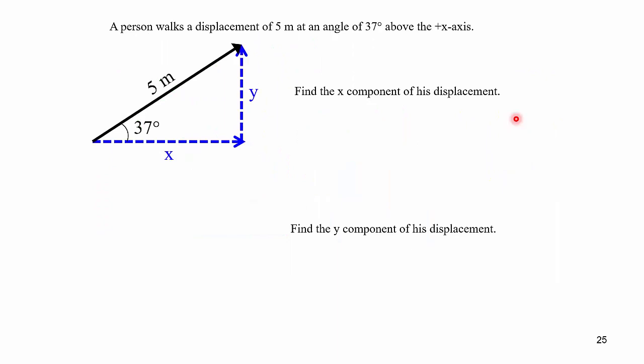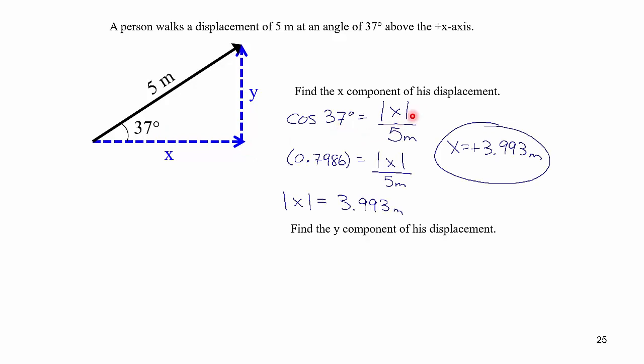Looking at one more example, a person walks a displacement of 5 meters at an angle of 37 degrees above the x-axis. So this hypotenuse was 5 meters, and the angle was 37 degrees above the x-axis. And so we're going to calculate the x component of the displacement and the y component of the displacement. So to calculate this x component, here x is the adjacent side. The x component and the hypotenuse form this 37-degree angle. And so the trig function that relates the adjacent side and the hypotenuse is cosine. So the cosine of 37 degrees equals the size of the x component divided by 5 meters.